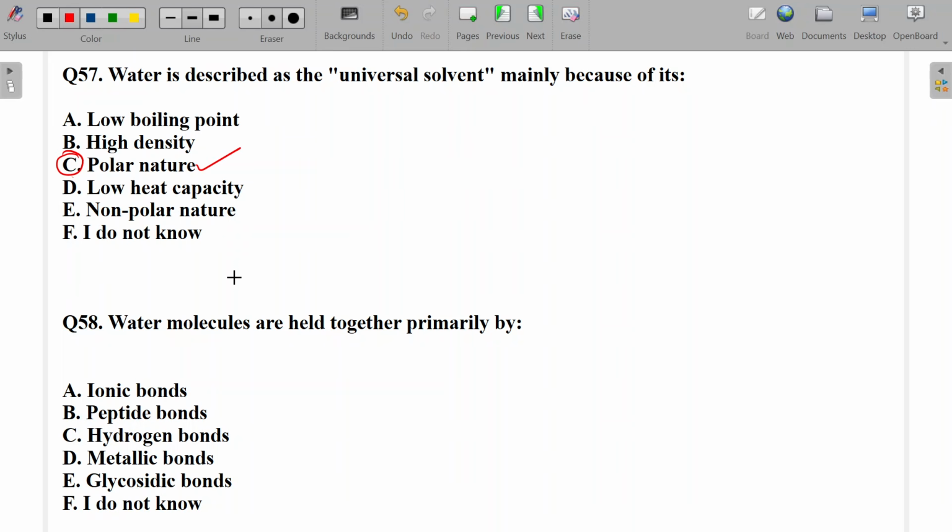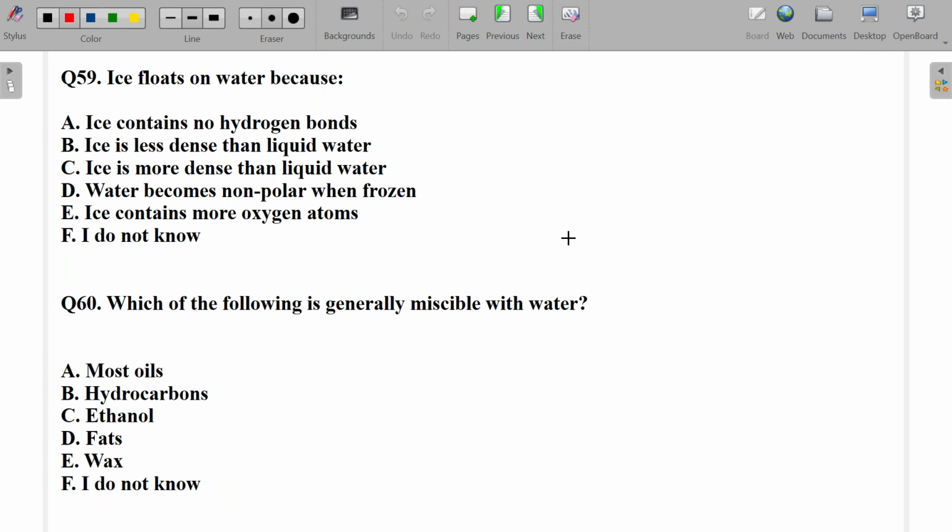Okay, question 58. Water molecules are held together primarily by: A. Ionic bonds, B. Peptide bonds, C. Hydrogen bonds, D. Metallic bonds, E. Glycosidic bonds, F. I do not know. Hydrogen bonds. Wonderful. Hydrogen bonds.